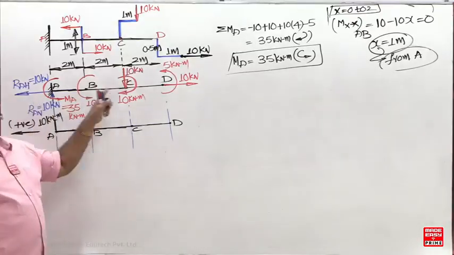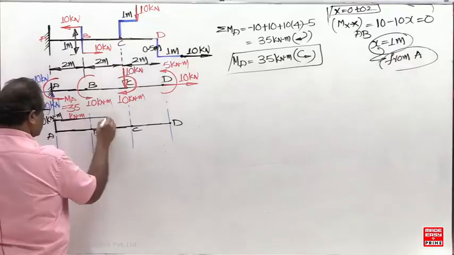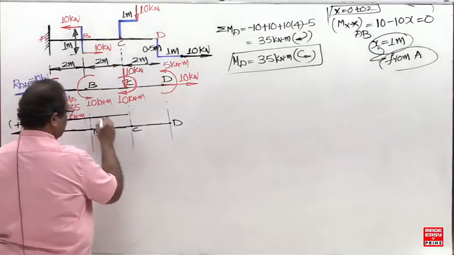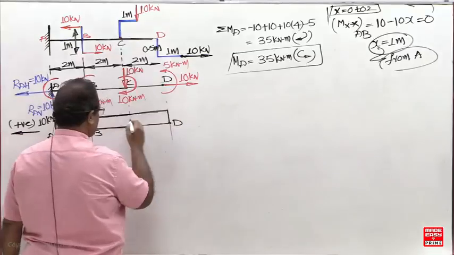Then draw a parallel line until the next axial load. Where is the next axial load? D. So ALD is a complete rectangle, a positive rectangle. Towards left side positive means towards right side is negative.